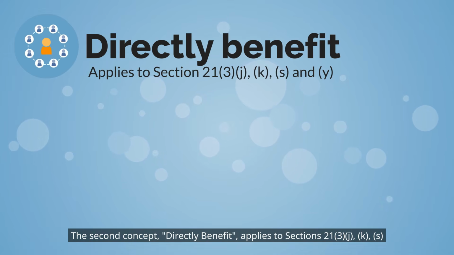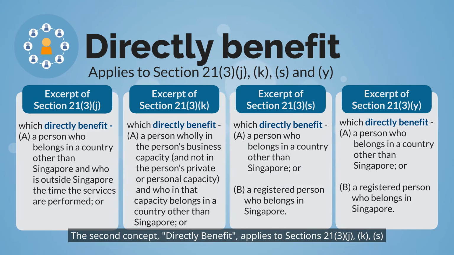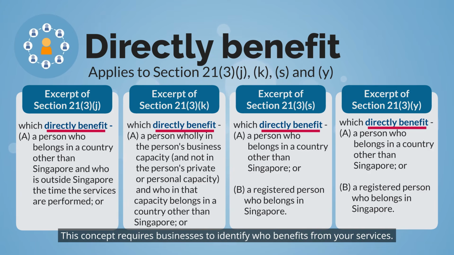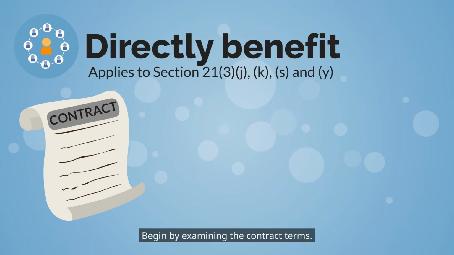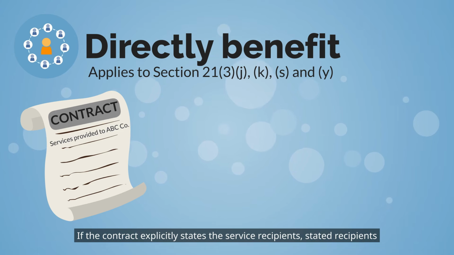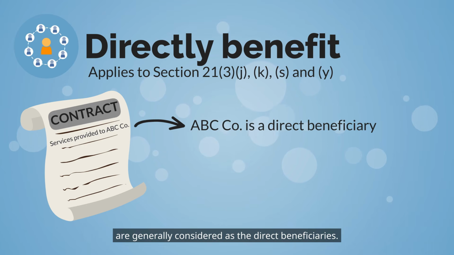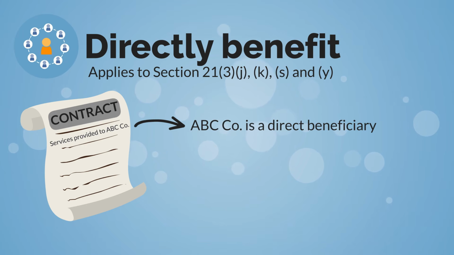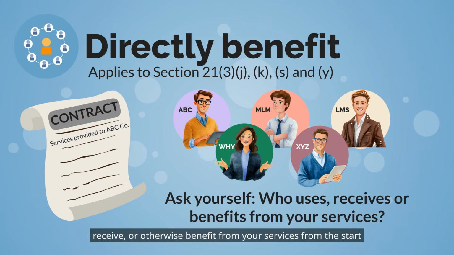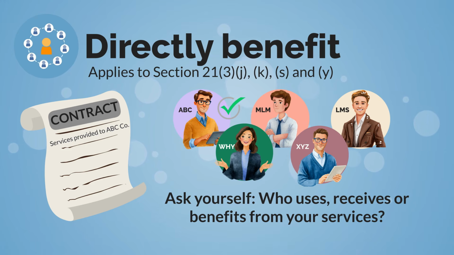The second concept, directly benefit, applies to Sections 21(3)(j), (k), (s), and (y) of the GST Act. This concept requires businesses to identify who benefits from your services. Begin by examining the contract terms. If the contract explicitly states the service recipients, stated recipients are generally considered as the direct beneficiaries. You must also assess whether there are any persons who use, receive, or otherwise benefit from your services from the start to the completion of your service performance.